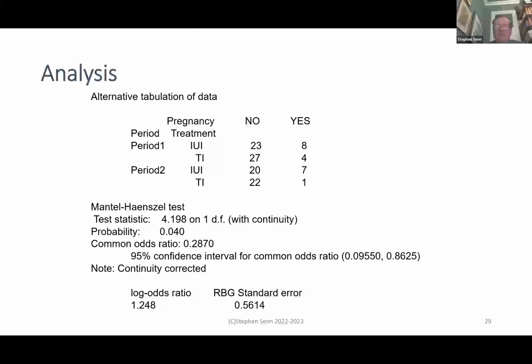So this is an alternative tabulation of the data. Period 1 was pregnancy achieved, no, yes with the treatment, and period 2, no, yes with the treatment. We then do the Mantel-Haenszel test, and we can calculate the log odds ratio associated with the Mantel-Haenszel procedure, and we can calculate the Robins, Breslow, Greenland standard error as well. So all the standard things that we do when carrying out this sort of analysis, we simply recognize that the data can be arranged in this particular way. I'm baffled as to why it took me so long to see this.